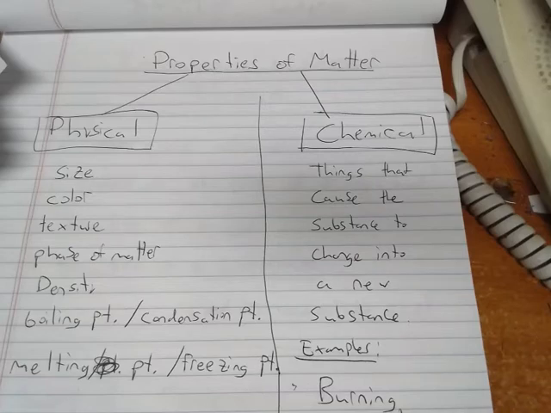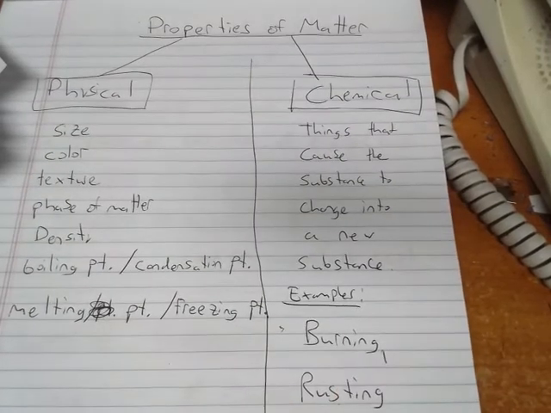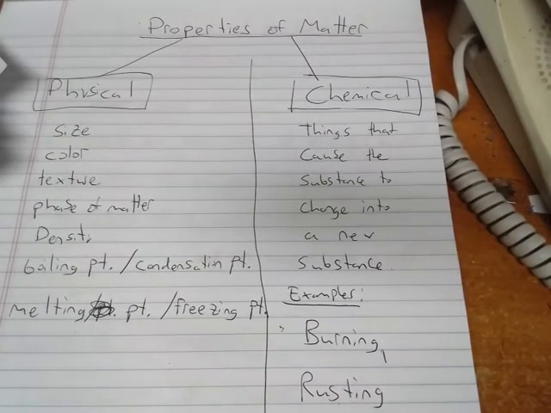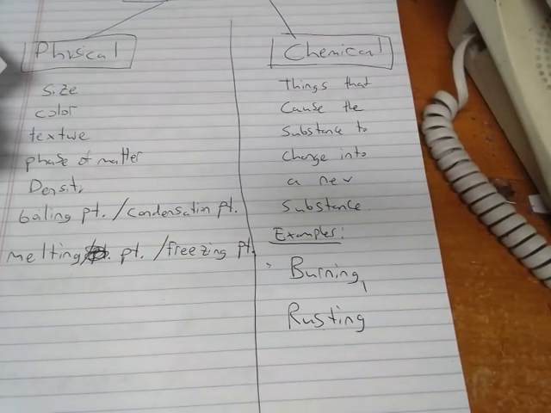So boiling water and turning it into steam is not a chemical property because it's still water, just in a different phase. But if you were to burn paper, that would definitely be a chemical property, and hence a chemical change. Or if you were to rust iron, that would be a chemical property.